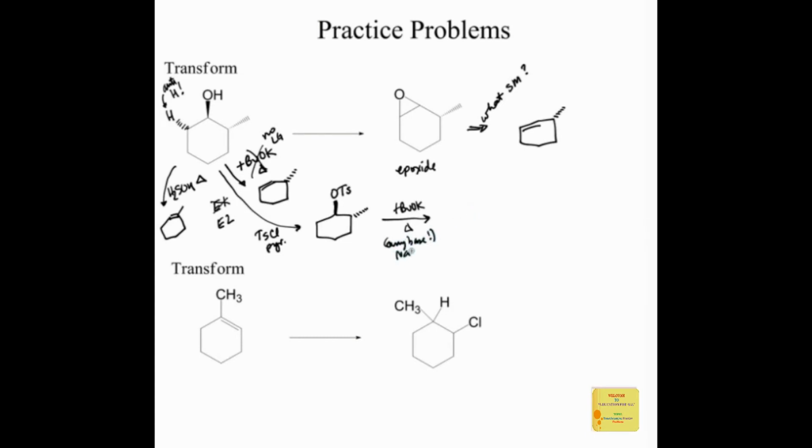Even sodium hydroxide and heat. Okay, this would favor the E2 elimination. It has to go in this direction to do anti-elimination. And then how do we convert this to the epoxide? What's our reagent for the epoxidation? Some kind of peroxide reagent.